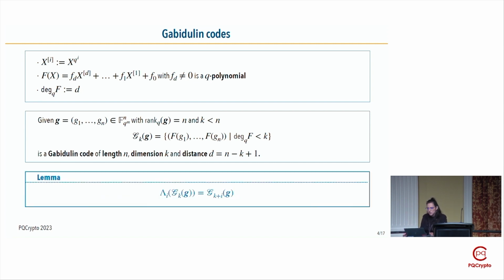If we apply the Q-sum operator to a Gabidulin code, we get another Gabidulin code. And this is a very important property, which is central for Overbeck's attack. So keep it in mind. In particular, the dimension of the obtained Gabidulin code is the minimum between k plus I and n. Usually we choose I for which this dimension is exactly k plus I.